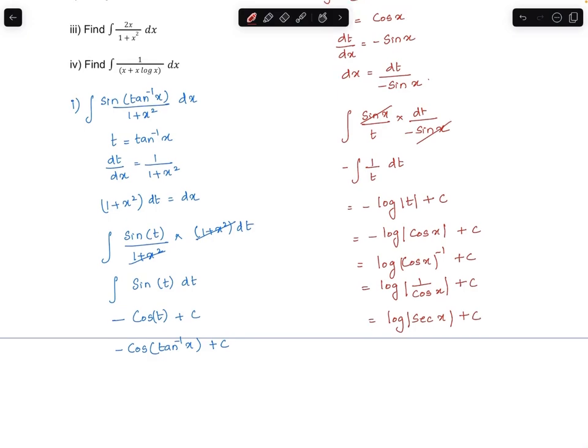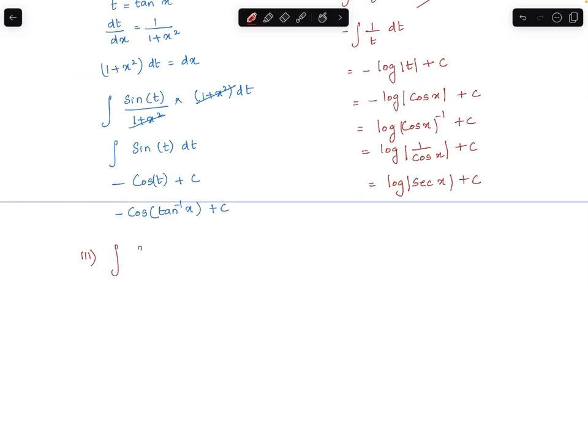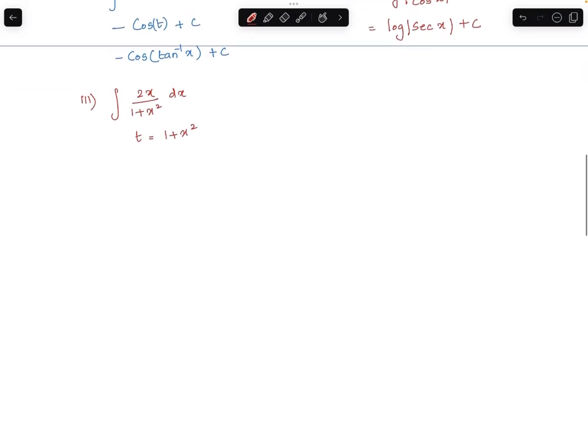Question 3. Find integral 2x upon 1 plus x square dx. Let's take t as 1 plus x square. Differentiating this expression with respect to x, we get dt upon dx is equal to 2x. So dx is equal to dt upon 2x.